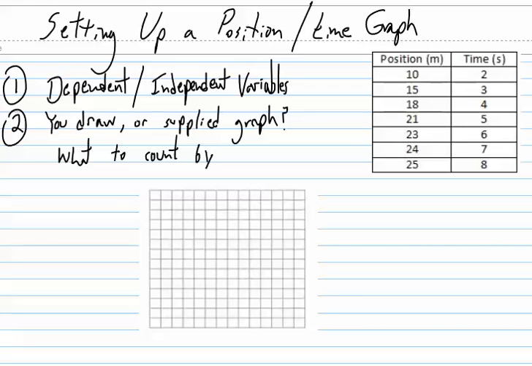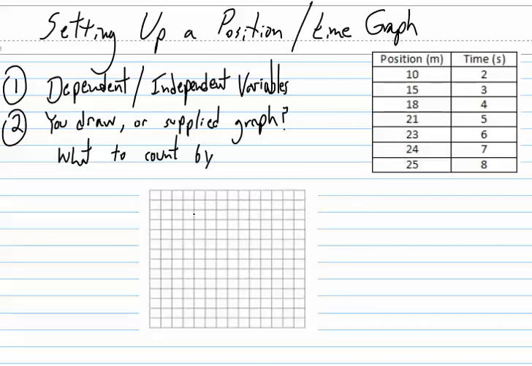Let's say you have measured where something is, its position, as a function of time. So something was at a position of 10 meters, and that was at a time of 2 seconds, and then at 15 meters it was at 3 seconds, and at 5 seconds it was at 21 meters. So here's a position time table, and you want to turn it into a position time graph. So what are you going to do?